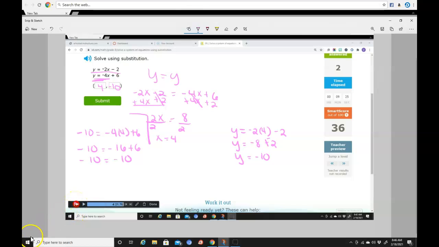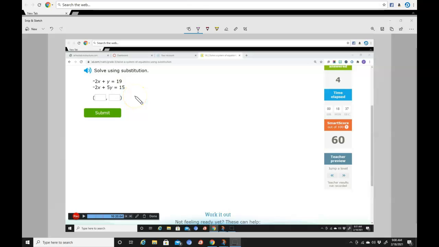As you can see, this equation is just a little bit different than our other ones, where we don't have a single variable equal to another one. So what we're going to do is solve one of these equations for one of the variables. I'm just going to solve the one on top right here for y. So I have y equal to something.